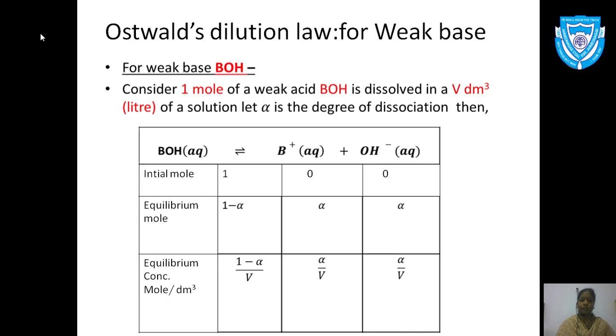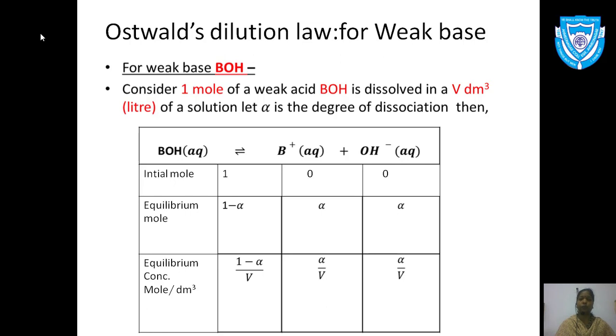So first is the initial stage. At the initial stage the number of moles of BOH is 1 because we have taken 1 mole of weak base. Sorry, it is written here weak acid; it should be corrected as weak base instead. So 1 mole of weak base, and B plus becomes 0, OH minus also becomes 0. Now at equilibrium alpha moles are undergoing dissociation, because alpha is the degree of dissociation.